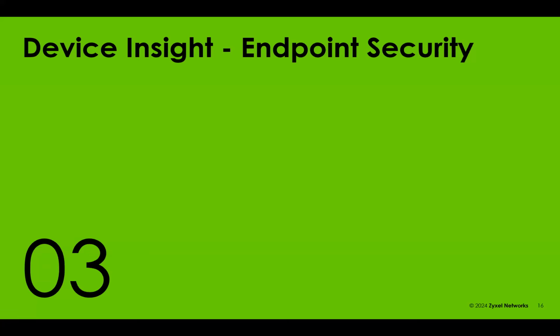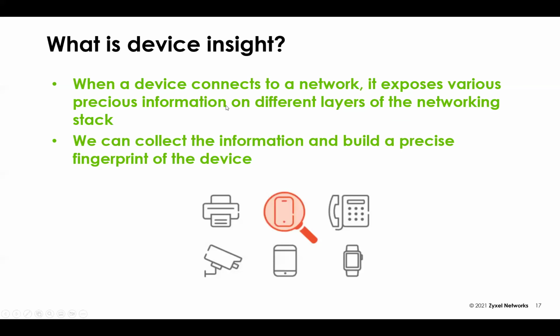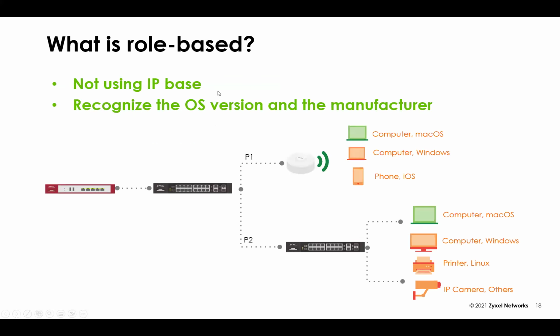So now let's talk about device insight, which is our endpoint security that we can use. What we can do with device insight is, when a device connects to the network, you're exposed to a lot of different things on that network, but we can collect the information as to what that device is and create a fingerprint and use that fingerprint in order to determine if that device is allowed or not. So what we can do is a role-based device insight endpoint security.